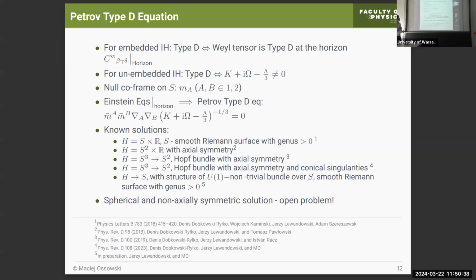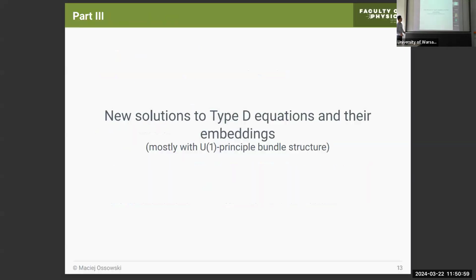This fourth part is the thing that I will be speaking about in a second, together with this fifth bullet. And I think that if you're looking for some hard problem, then definitely saying something about spherical and non-axially symmetric solutions is still an open problem. Okay, so what are the new solutions finally?